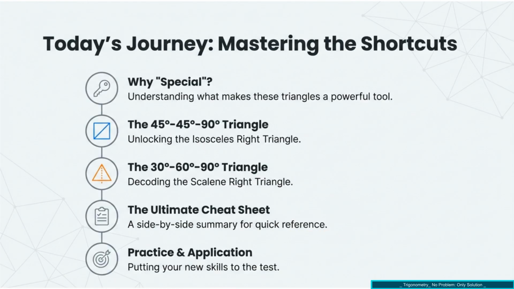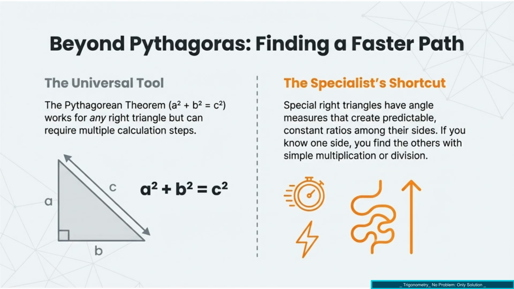Our journey will cover why these triangles are special, detailed looks at both the 45 by 45 by 90 and 30 by 60 by 90 triangles, a summary sheet, and practice applications. While the Pythagorean theorem works for any right triangle, special right triangles offer a faster path. Their constant angle measures create predictable side ratios, allowing you to find unknown sides with simple multiplication or division. These work like a shortcut for multiples of 30, 60, and 45 degree angles. Be sure to master all of these. You will thank me later, I assure you, 100%.